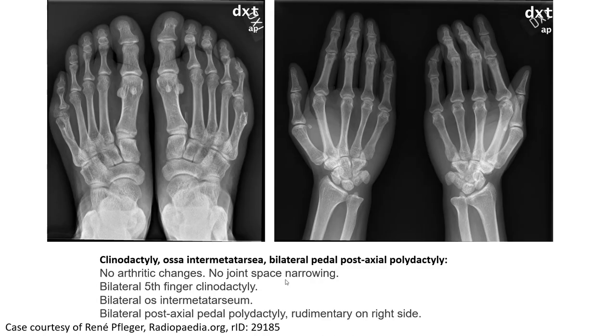This is another case of clinodactyly, os intermetatarsale, and bilateral pedal postaxial polydactyly. So what we can see here: bilateral fifth finger clinodactyly, bilateral os intermetatarsale, bilateral postaxial pedal polydactyly, rudimentary on the right side.